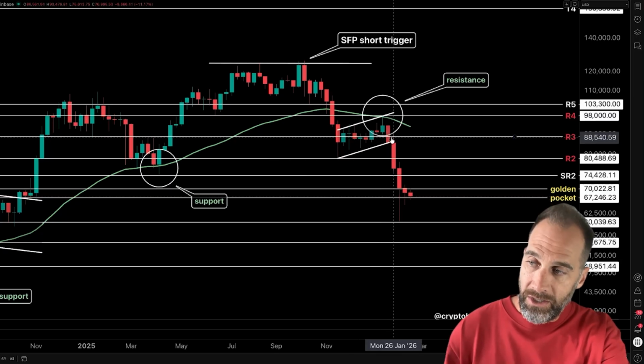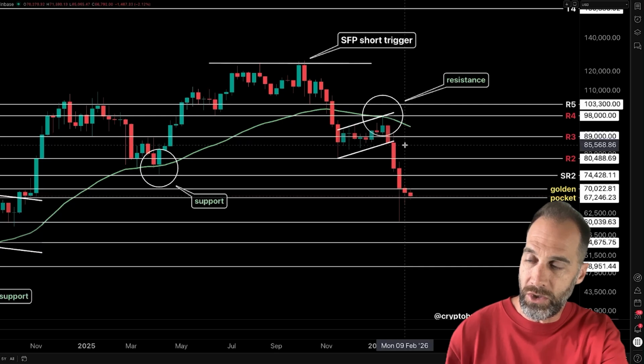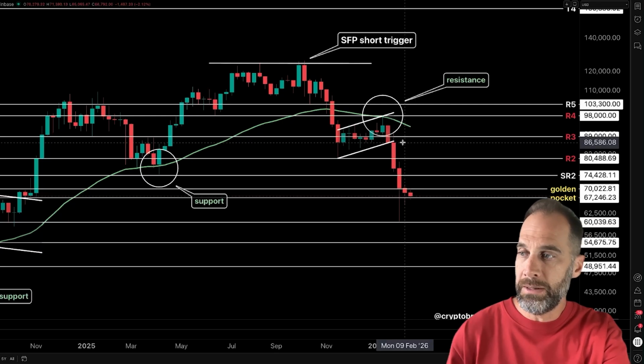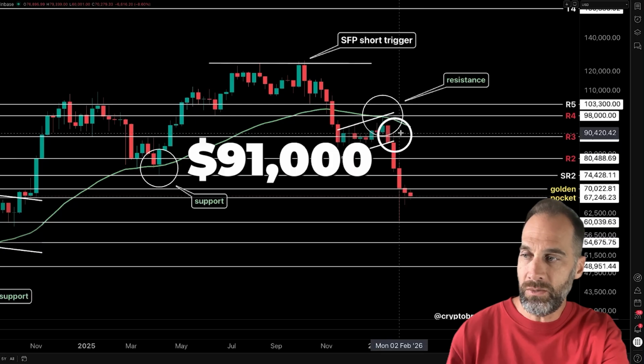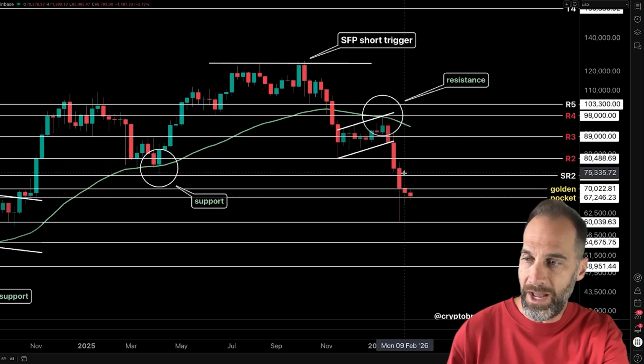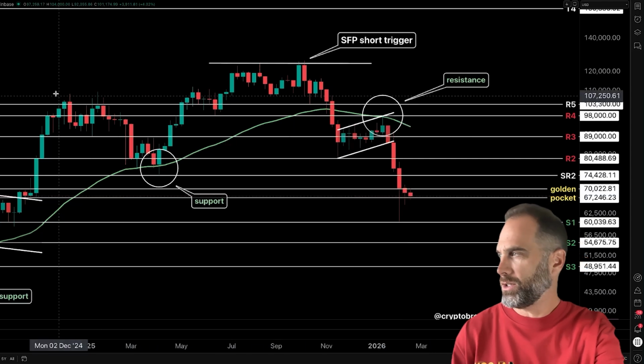Taking a look here, when you're shorting like a bear flag, which I also shorted, and I showed the alert on that on X. Make sure you're following me on X at Crypto Bro Alerts. I said short against 91K with a stop above, looking for a move down into the golden pocket. All right. So how did that look?